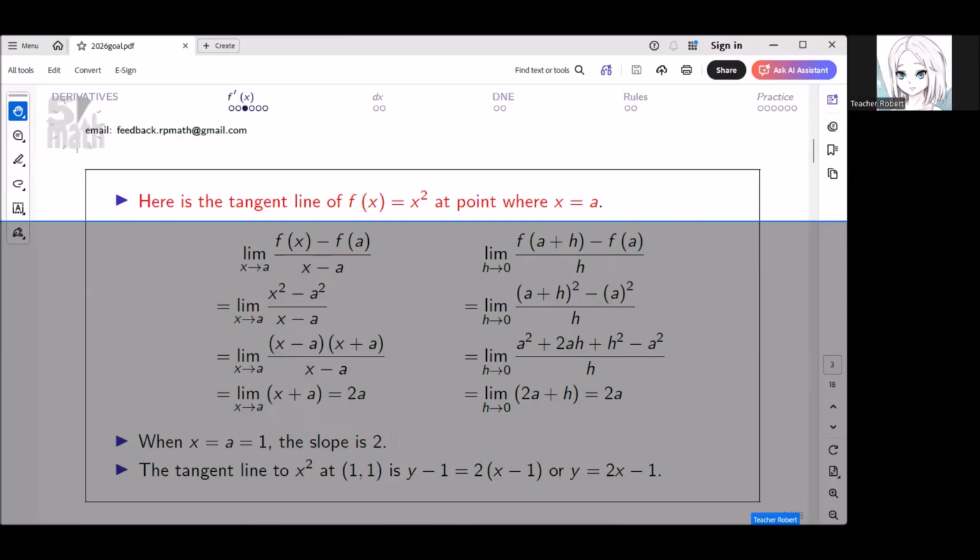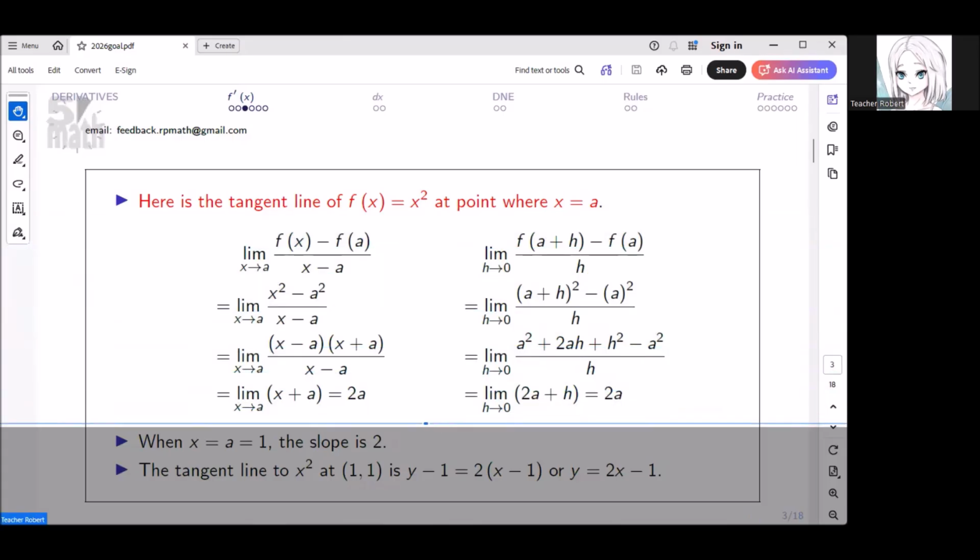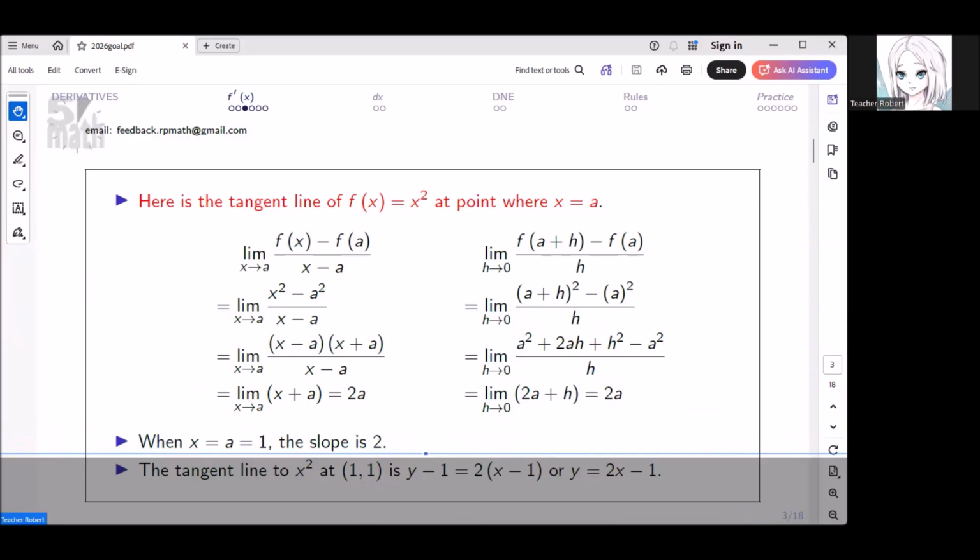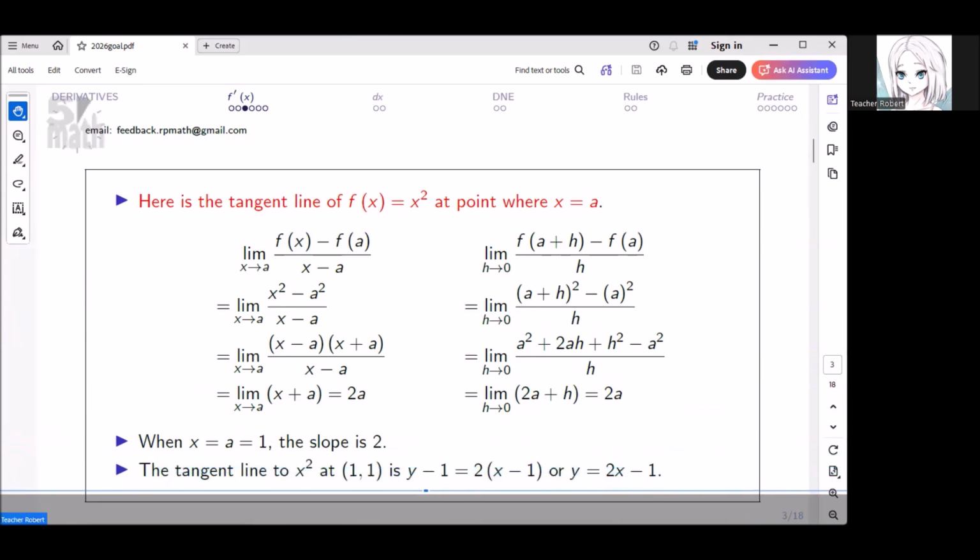Here is the tangent line of f(x) = x² at the point where x = a. We have the following. When x = a = 1, the slope is 2. The tangent line to x² at (1, 1) is y - 1 = 2(x - 1), or y = 2x - 1.